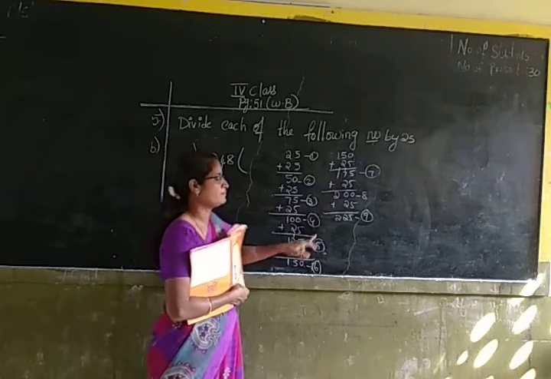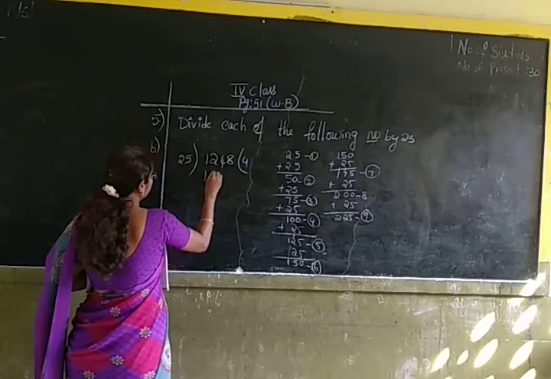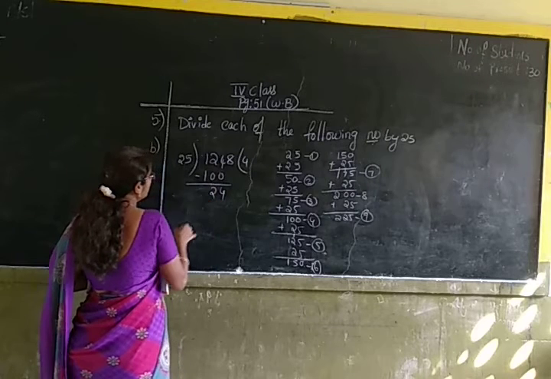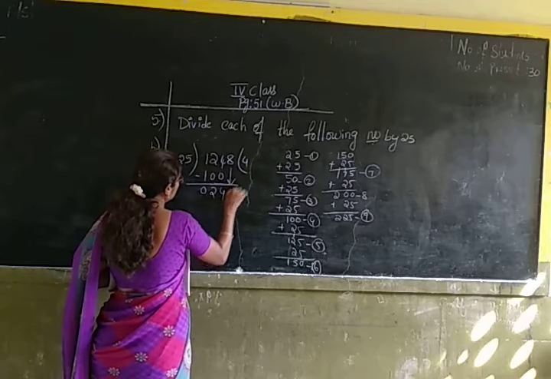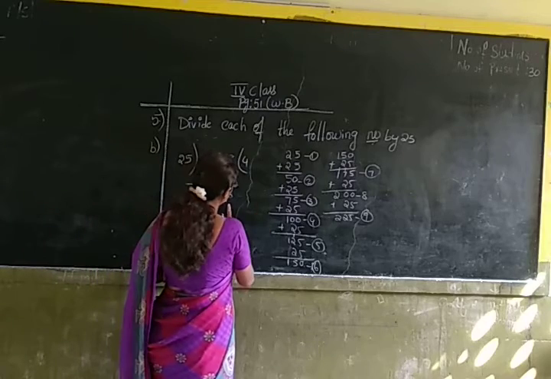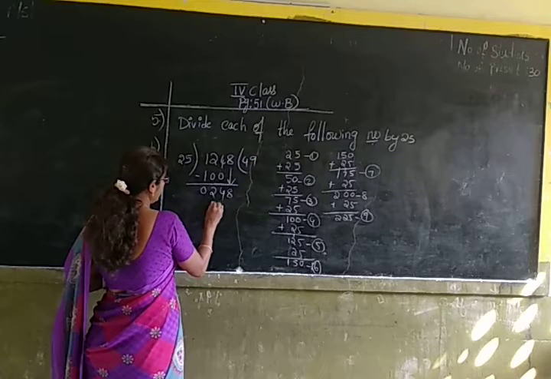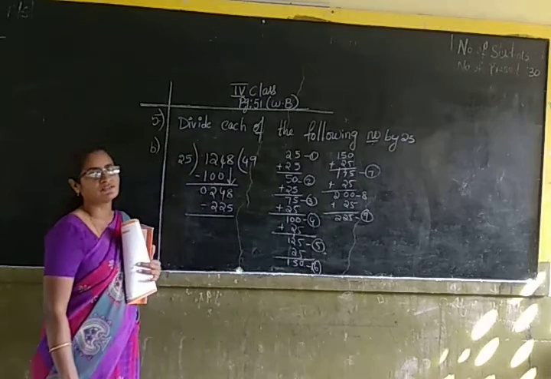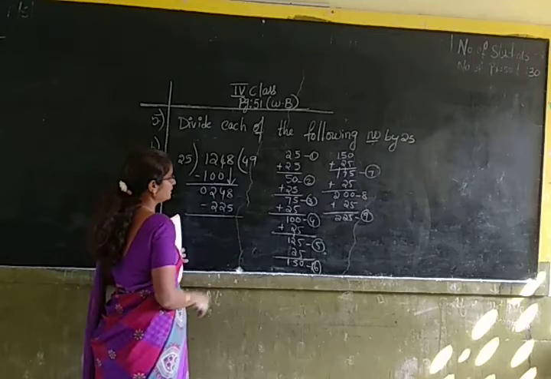It goes 4 times. 5 times will be bigger, so you have to take 4 times. 25 fours are 100. 4 minus 0 is 4. 2 minus 0 is 2. 1 minus 0 is 1. Bring down 8. How many times does 25 go in 248? It goes 9 times. That is 225. If you take 10 times, it will be bigger.